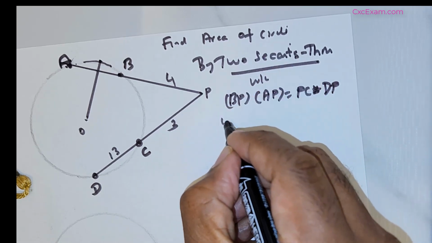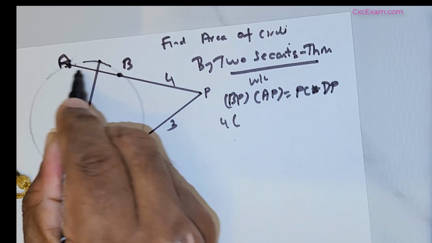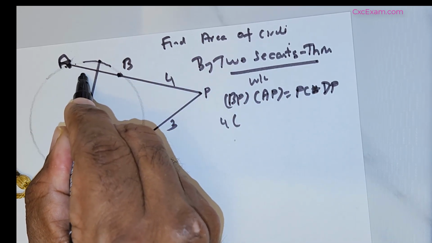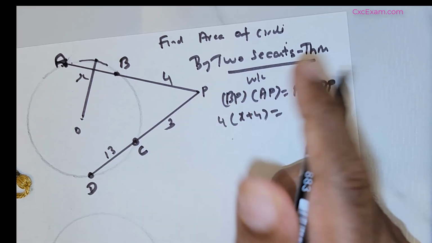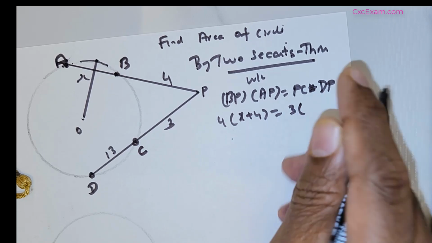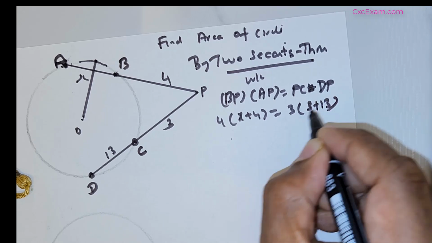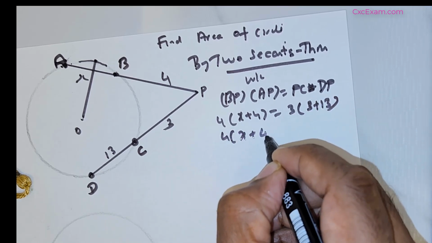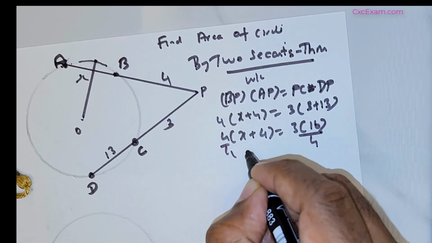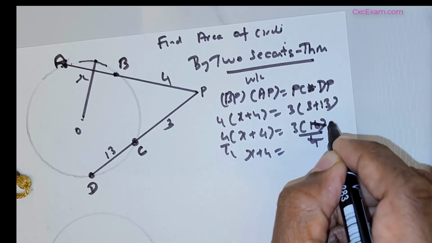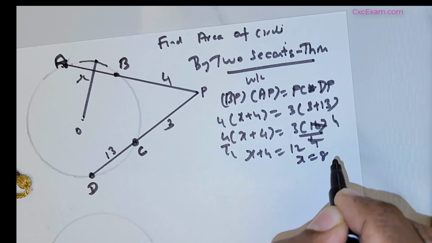So this segment is 4 units. This entire segment, I don't know. I'm going to take this segment AB as some X. So this is going to be X plus 4. This segment is 3 units. So this entire segment is 3 plus 13. So this is 4 times X plus 4 is equal to 3 times 16. You divide by 4, you get X plus 4 is equal to 12 units. So X is equal to 8 units.